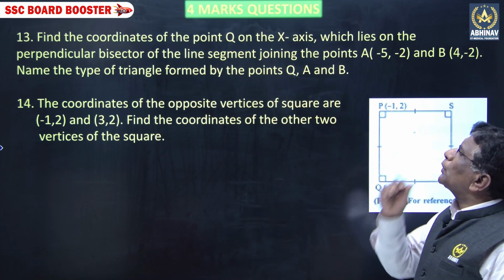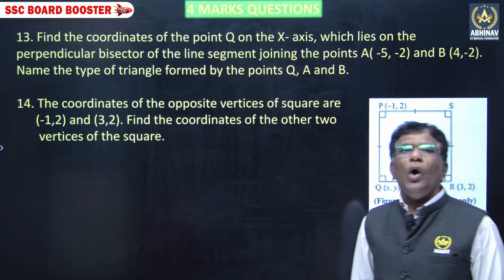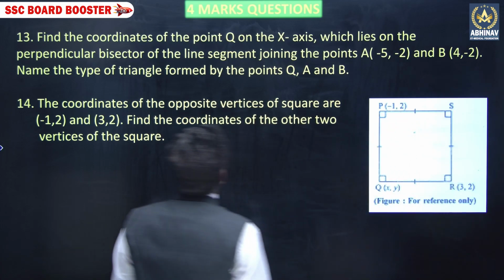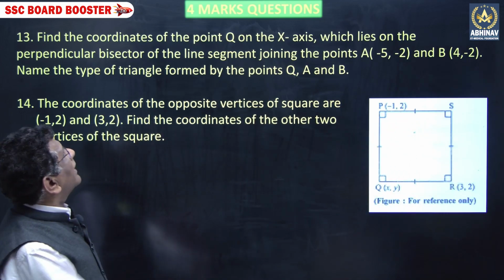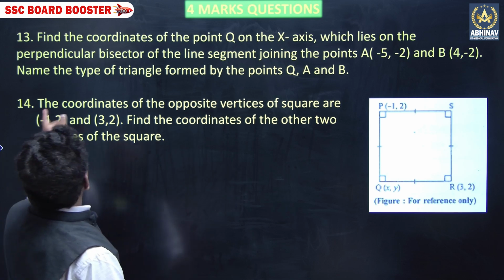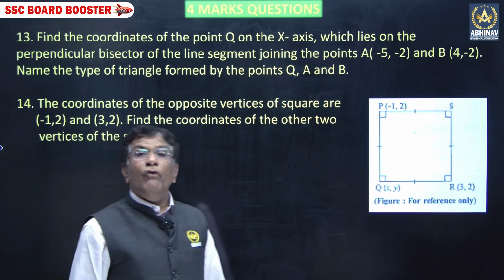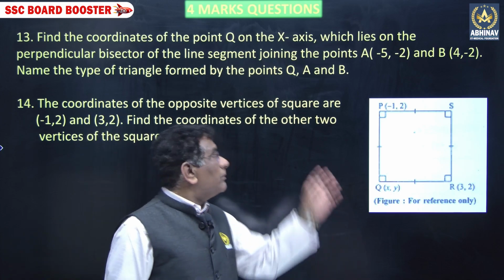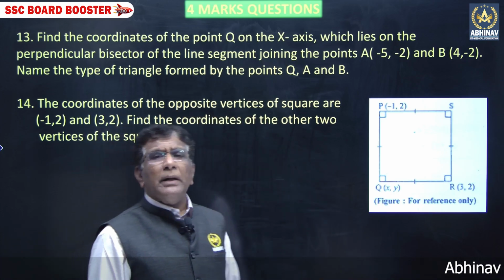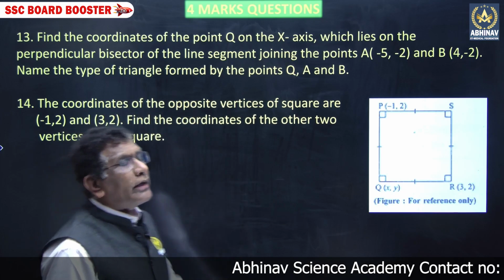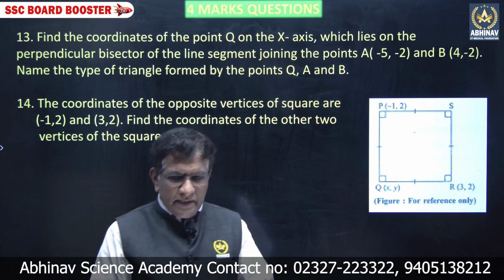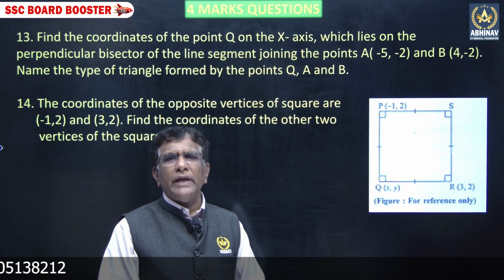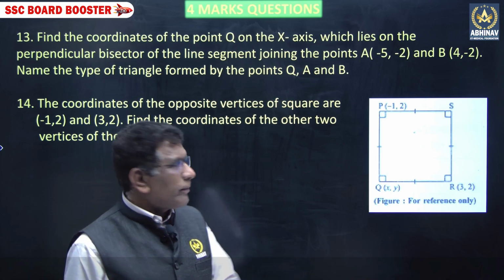Then these are also 2 examples related to coordinate geometry. In one example, the point Q on the x-axis is given, and we have to find its coordinates and show what type of triangle can be formed. Lastly also, we have to solve this example and find what type of triangle can be formed. So serially, students, we have to solve it, and then we have to show what type of triangle is formed.